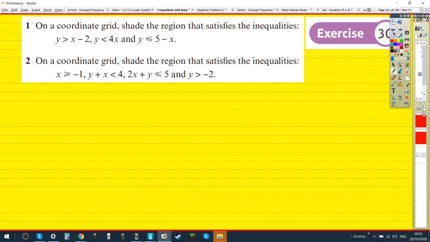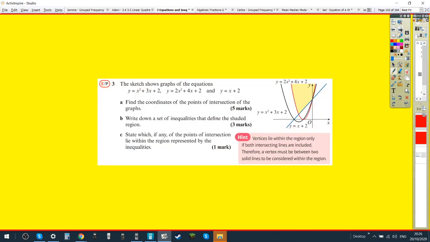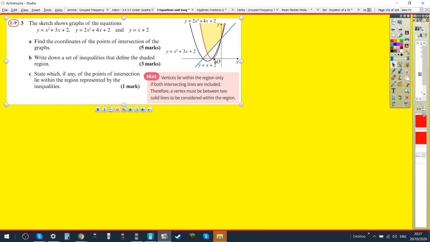Okay. Let's see. I just want to see if there's one that's already drawn. So this is an exam question that's already drawn. Oh, it's tricky though.